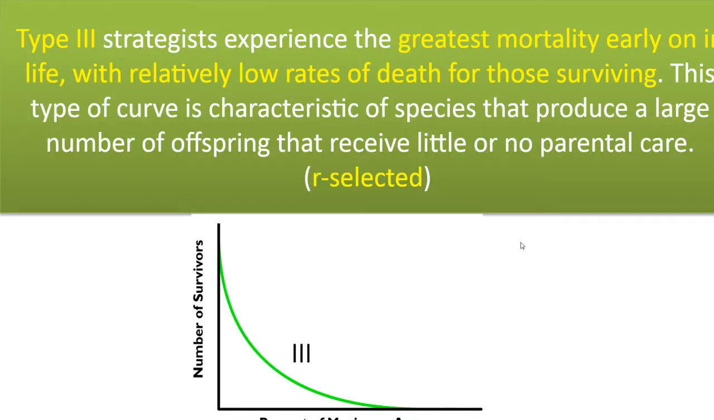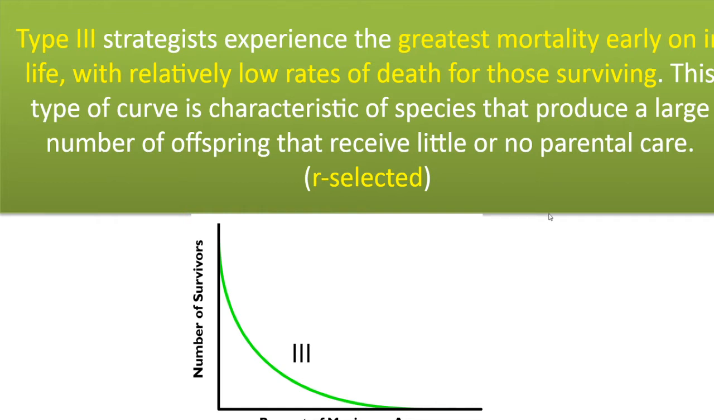Our type 3 strategists are going to experience a lot of mortality very early in life, but once they reach adulthood, their death rate slows down dramatically. So this is quite often a species that will produce a large number of offspring with just the hope that some of them will survive all of those dangers to make it to adulthood. And once they make it to adulthood, they're stable. Then they're going to be pretty good.